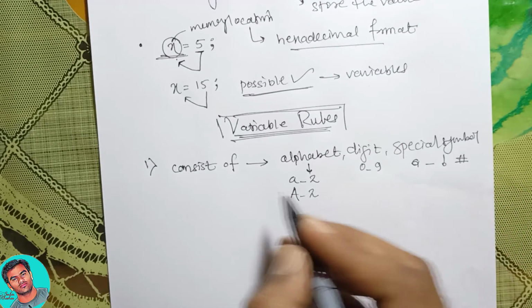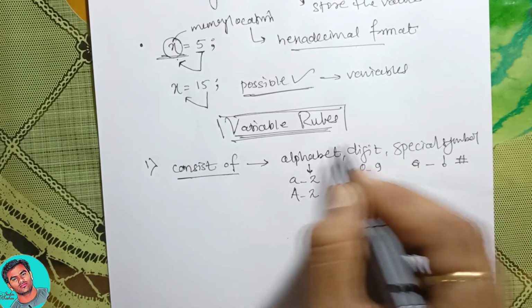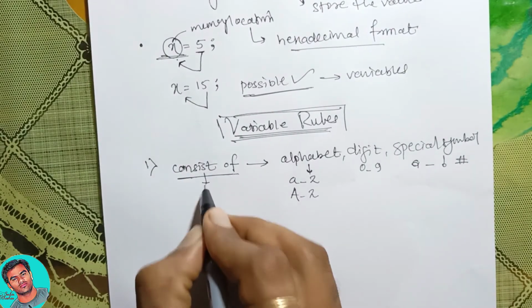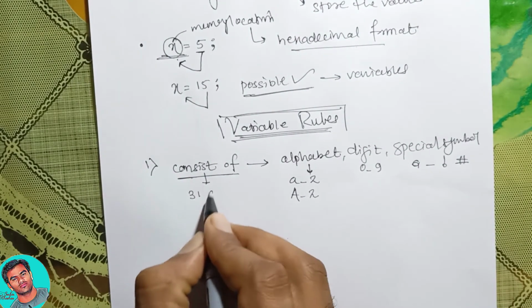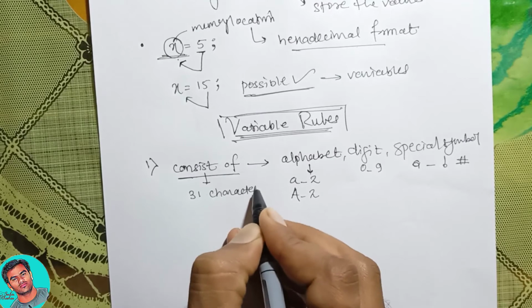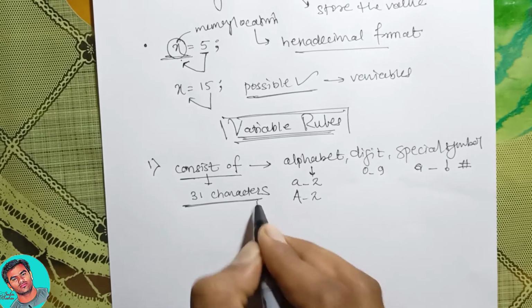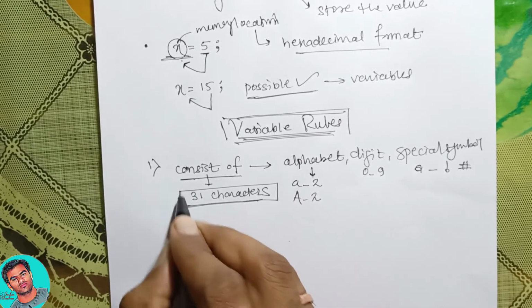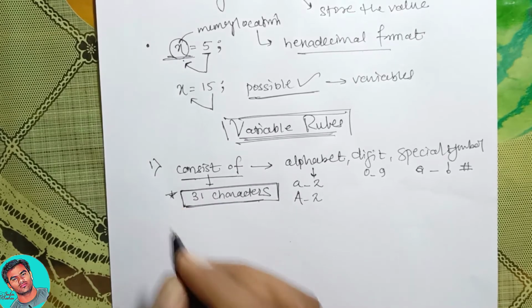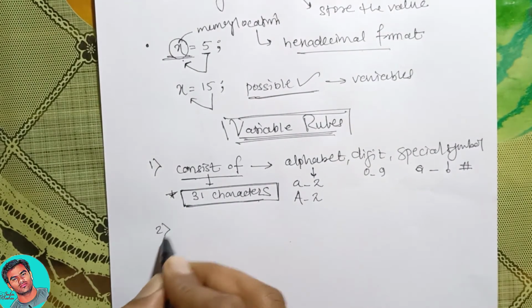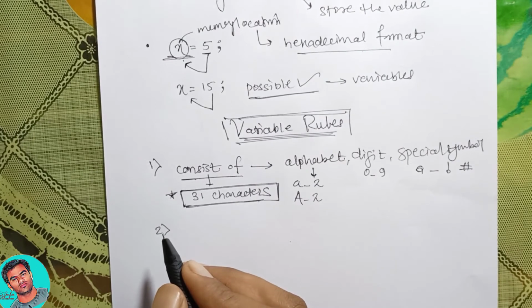Friends, the variable name consists of these character sets, and the variable name can be at most 31 characters. It has a maximum of 31 characters, which is an important question for you. Okay friends, now going to the next one.